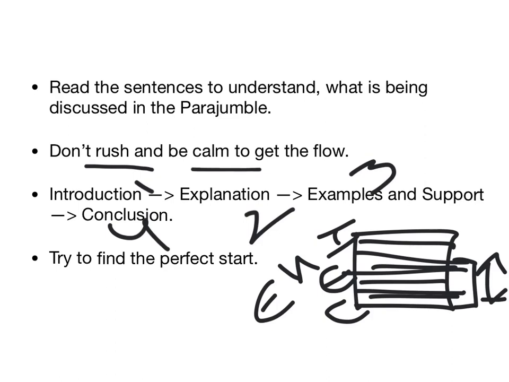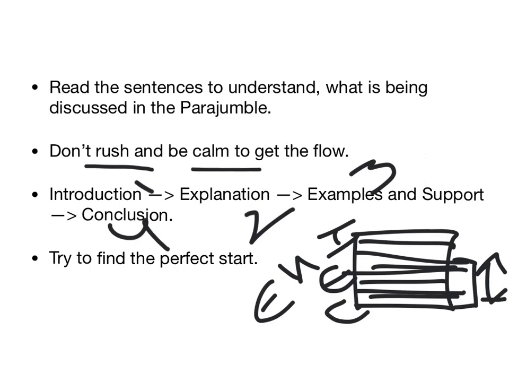Maybe in this passage, examples and supports are not given for the explanation, but then the pattern should not be changed. So of the 5 lines taken from this passage for a student to align them in a logical sequence, a few lines are going to be on explanation and a few lines are going to be on conclusion.